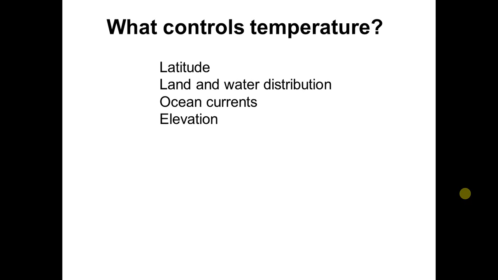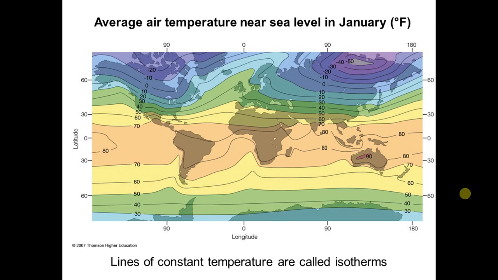Now, we can look at average air temperatures near sea level around the globe for January and July and see some of these controls showing up. First, let's look at January. These are average air temperatures near sea level in January in degrees Fahrenheit. The lines of constant temperature here are called isotherms.